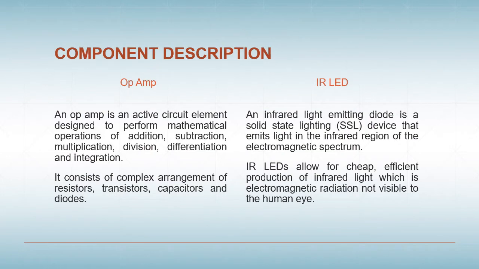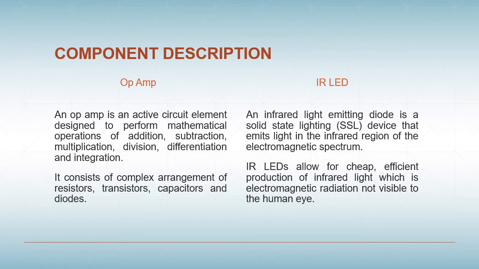Now let me describe the various components used in the circuit. Op-amp. An op-amp is an active circuit element designed to perform mathematical operations of addition, subtraction, multiplication, division, differentiation, and integration. It consists of a complex arrangement of resistors, transistors, capacitors, and diodes.